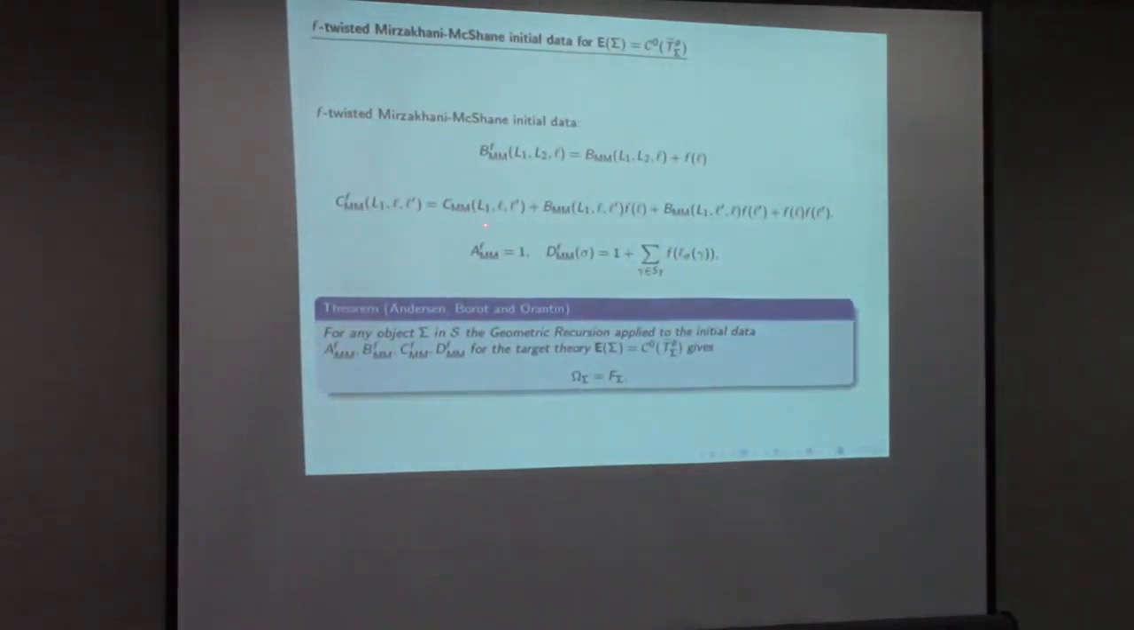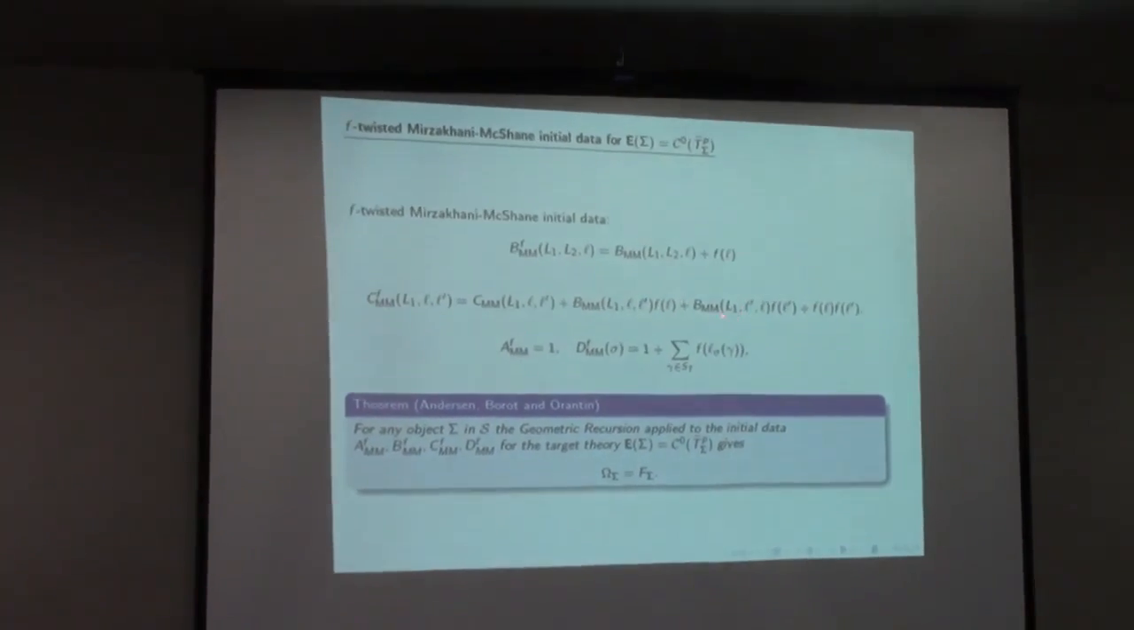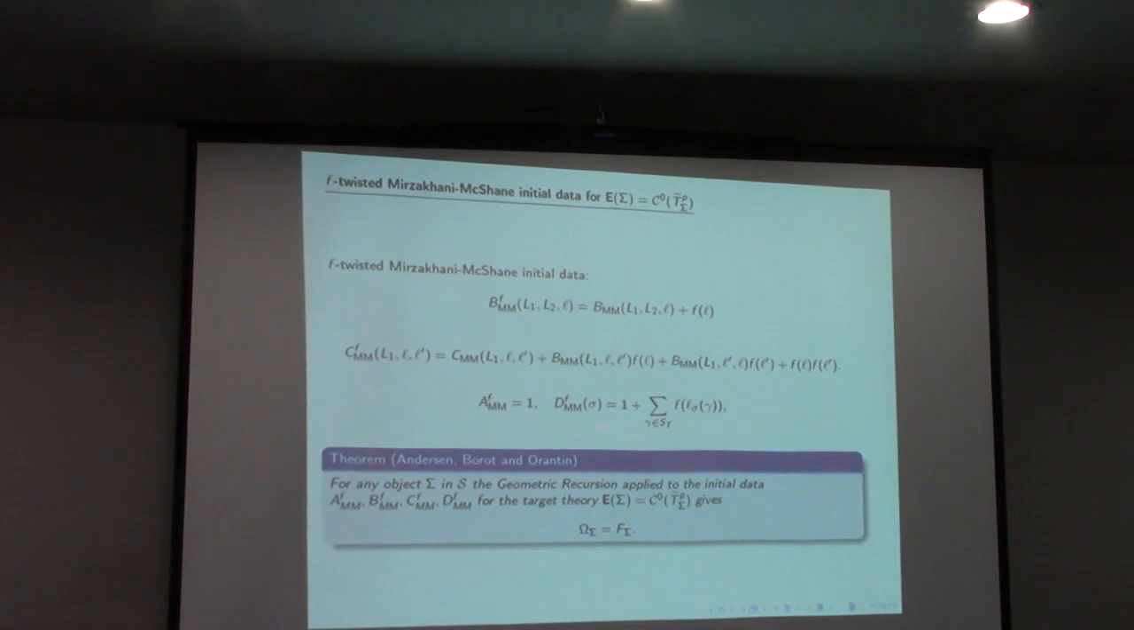And so what you do is you take Mirzakhani-McShane C, and then you couple it to F this way here with the B, and then finally just take a product of the F on the two lengths. D you define the same way, just actually take its definition. And then the theorem is that if you run a geometric recursion with this initial data, you will get this function.